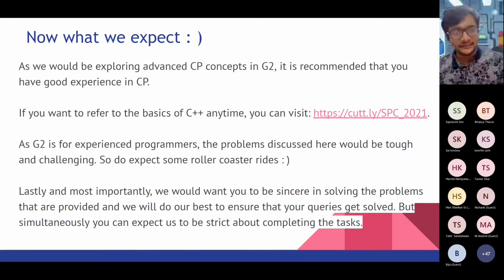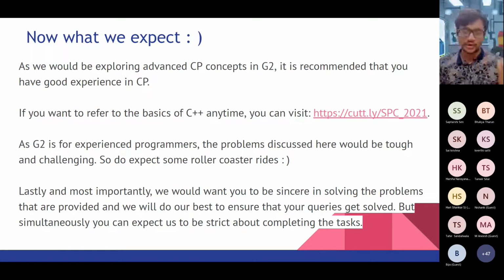So this was what you can expect. Now coming to what we expect, you will be exploring a lot of advanced concepts. So we would recommend you to have some good experience in CP, or at least you would have solved a good number of problems. I guess somewhere around 100 or 200 is what you should have solved, so that you can directly go into the advanced topics and get familiar with them.